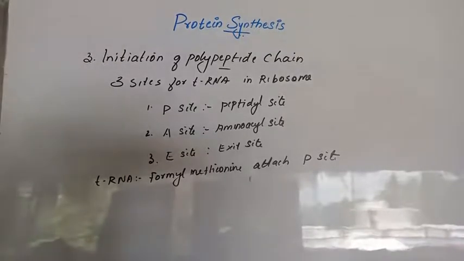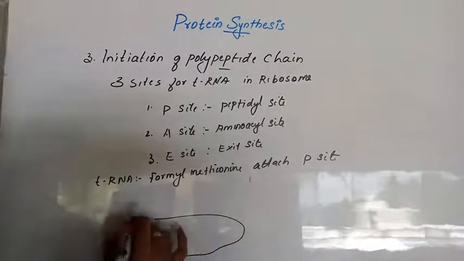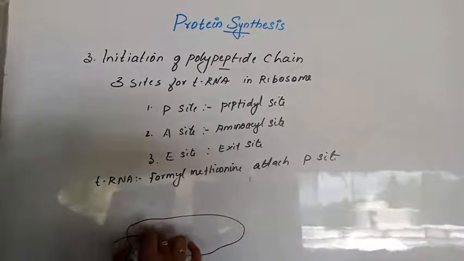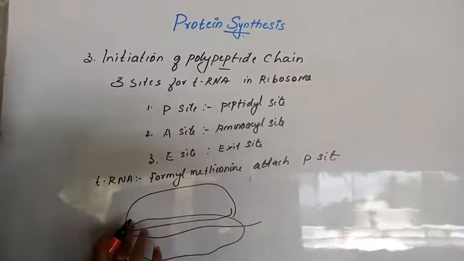The starting codon of mRNA is near the P site of the ribosome. So tRNA with formyl methionine amino acid first attaches to the P site of the ribosome, and the next codon of the mRNA is near the A site of the ribosome. So a new tRNA with a new amino acid always attaches to the A site. So if this is the ribosome, it has the mRNA. This is the large subunit. It has what?